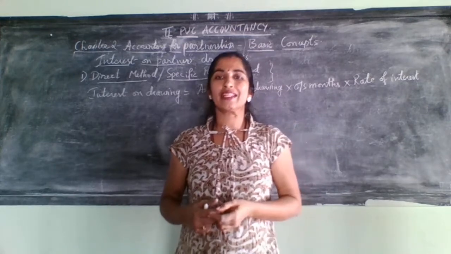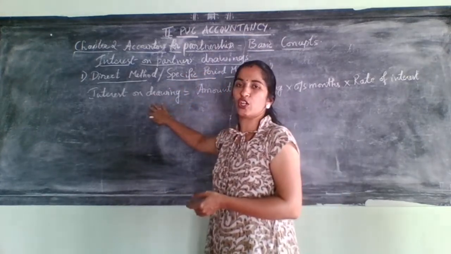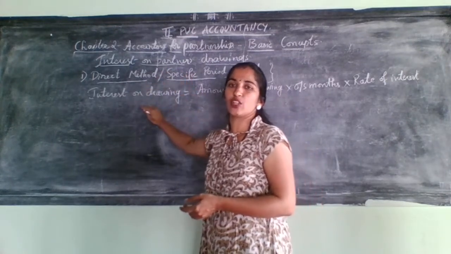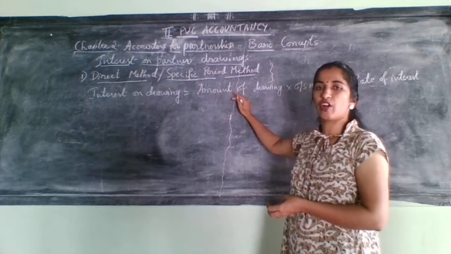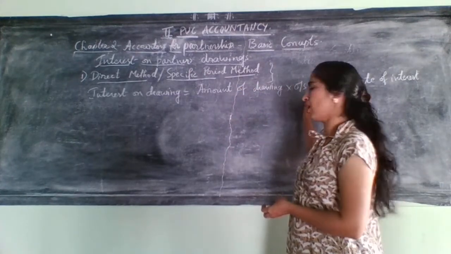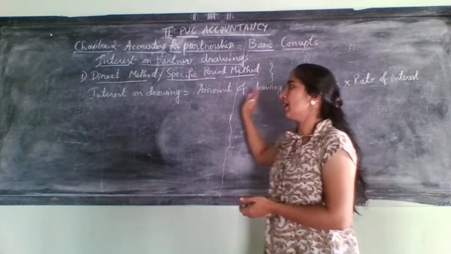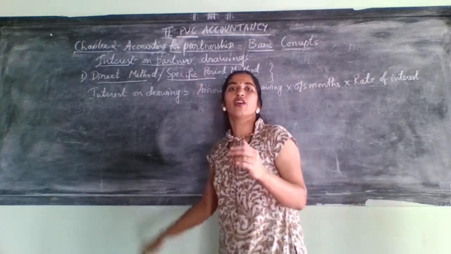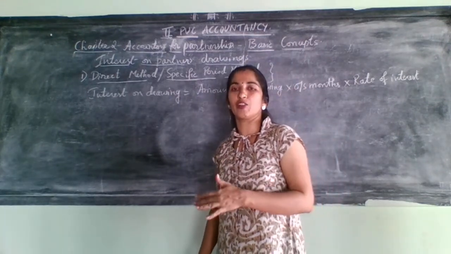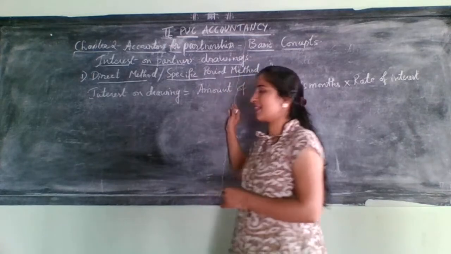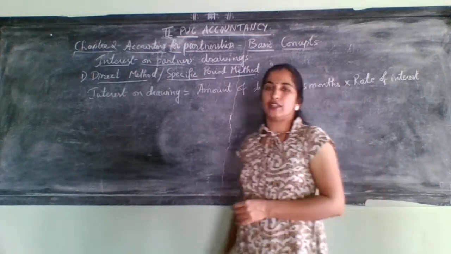We can understand this when we do the problem. So now let us take an example. Direct method means interest on drawing. Under direct method, interest on drawing can be calculated by multiplying amount of drawing into outstanding months into rate of interest. This is suitable when partners withdraw drawing a few times in a year, that too in an irregular period. Let us understand this by solving one problem related to this.